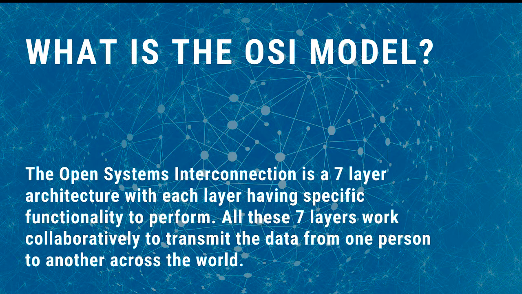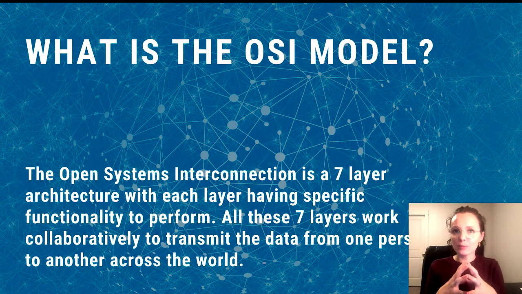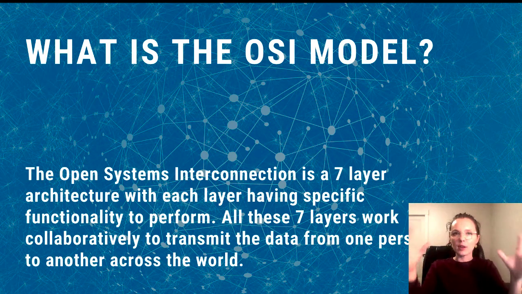It's a 7-layer architecture, with each layer having specific functionality to perform. All 7 of these layers work collaboratively to transform the data from one person to another across the world. Okay, so I'm going to read just a little bit here so we can get a better overview.